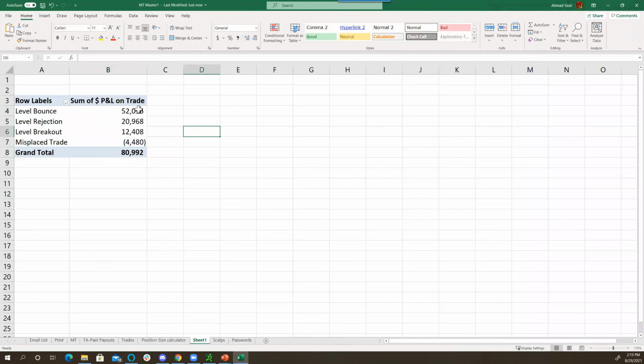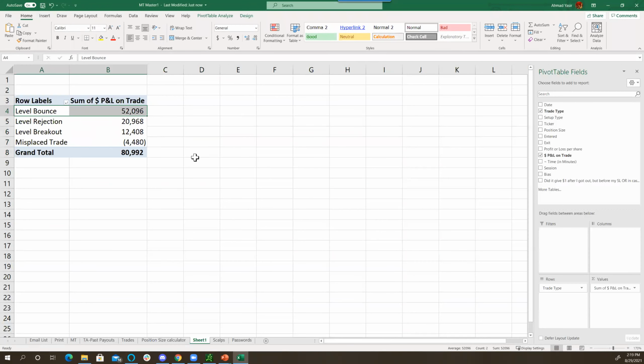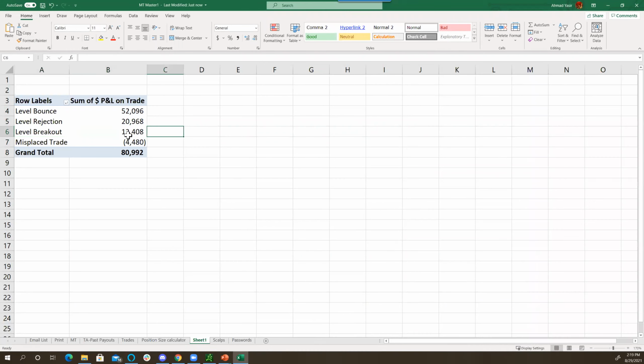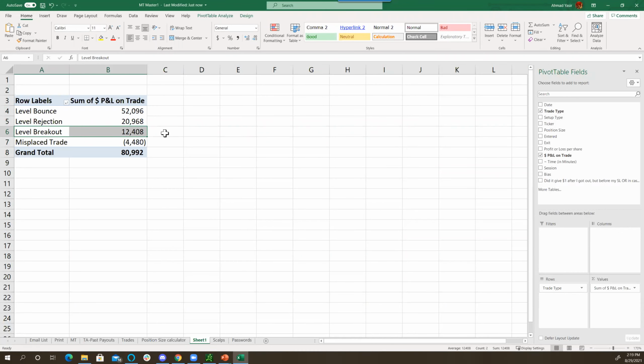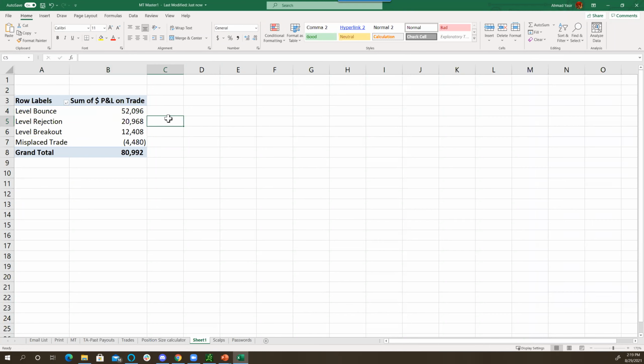There you go. So you can see most of my profits in scalps are coming from level bounce, right? And then level rejection. Breakout trades in scalping, the profits are only $12,000. So that's the lowest, the smallest profit category for me when it comes to scalping. The biggest is bounce and rejection, right? And that is how I analyze my trades, that I am good at bounce trades.